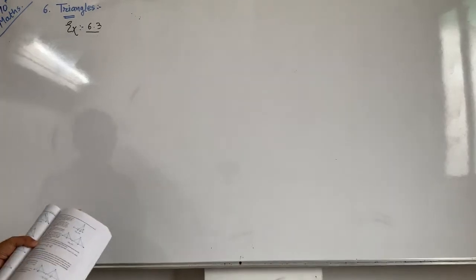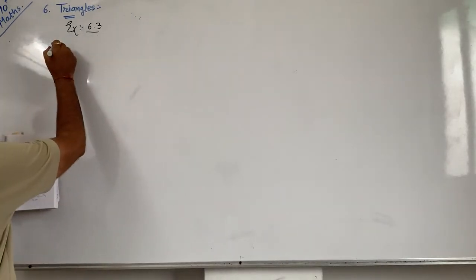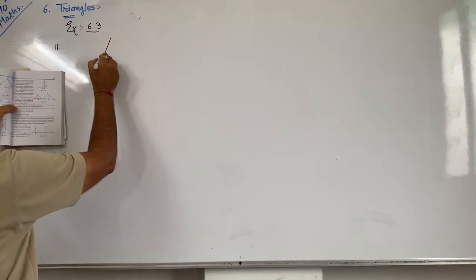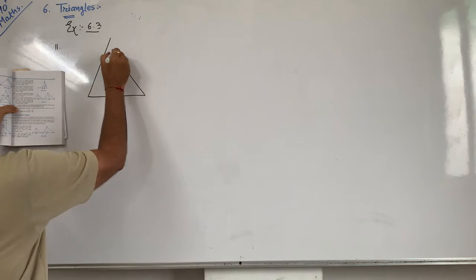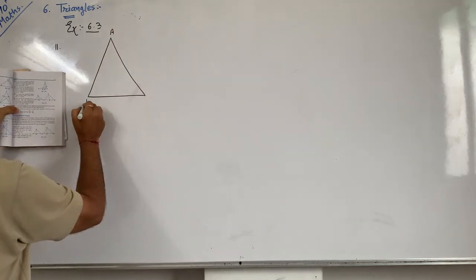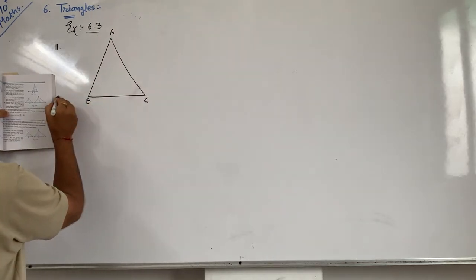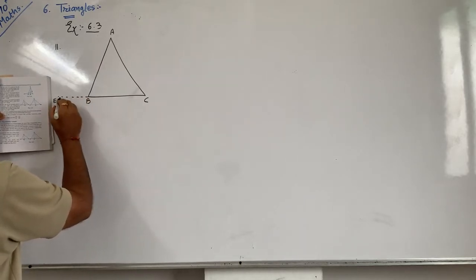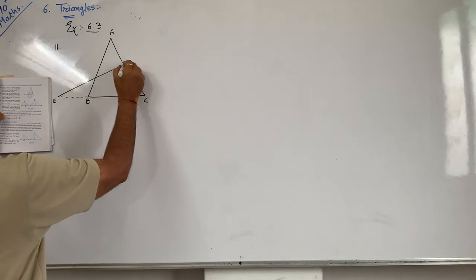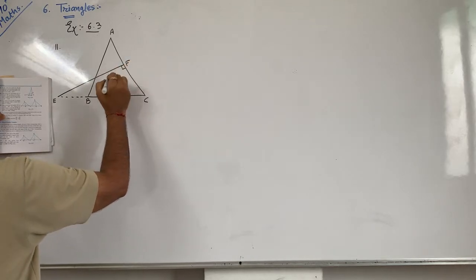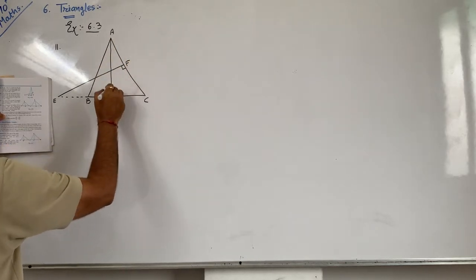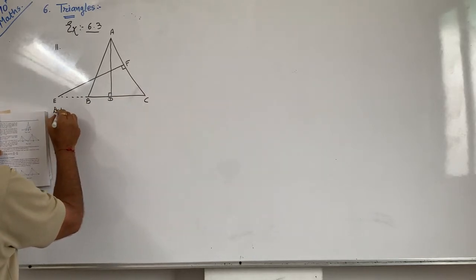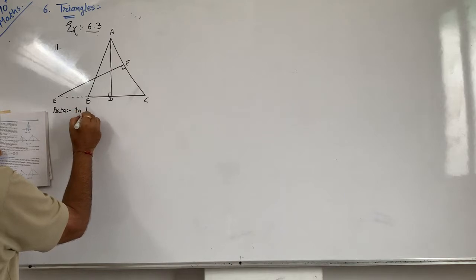Let us start number 11. In figure 6.40, triangle ABC, E is a point on line BC such that EF is perpendicular to AC, AD is perpendicular on BC. What is the data in the figure?